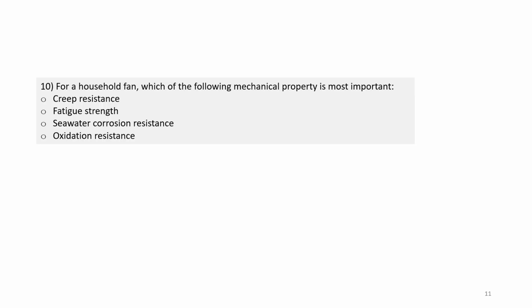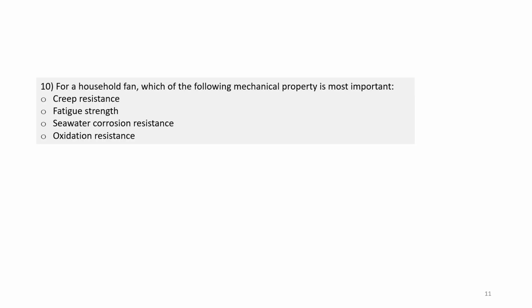Next question is, for a household fan, which of the following mechanical properties is most important? So your options are creep resistance, fatigue strength, seawater corrosion resistance, or oxidation resistance. As you know, you are not using your household fan in seawater. There are always some aesthetic coatings provided on fans, so you don't require much oxidation resistance as well. And creep resistance, since you are using it at lower temperatures, only up to 50 to 60 degrees Celsius in case of India, so you don't require creep resistance as well.